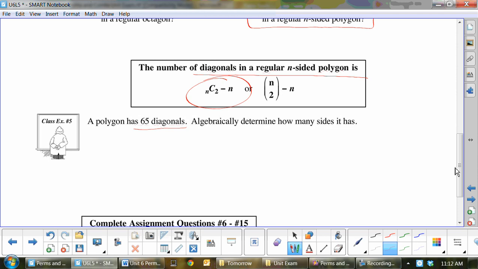Now, a polygon has 65 diagonals. Algebraically determine how many sides it has. So then I would go nCr minus n equals 65. Now what's one of those that I know? R is 2, because it takes 2 points to make a line. Now, when it says algebraically, I always have to go to the formula. So it's n factorial over n minus 2 factorial, 2 factorial, minus n equals 65. Now what you want to do is expand the top again. So this will be n times n minus 1 times n minus 2 factorial, and then those will cancel.